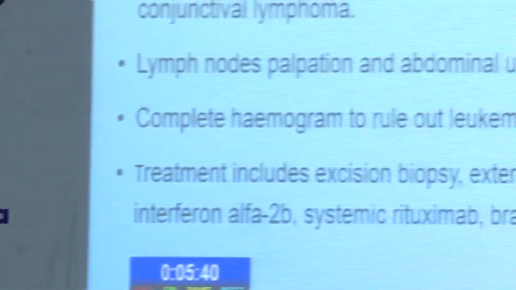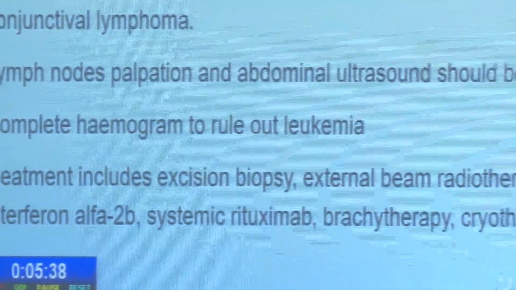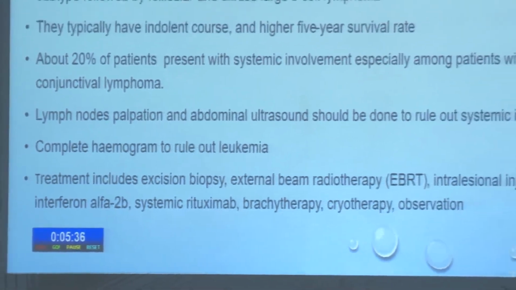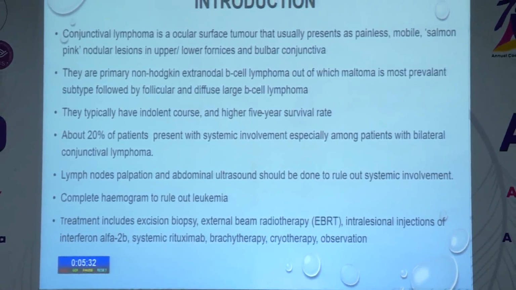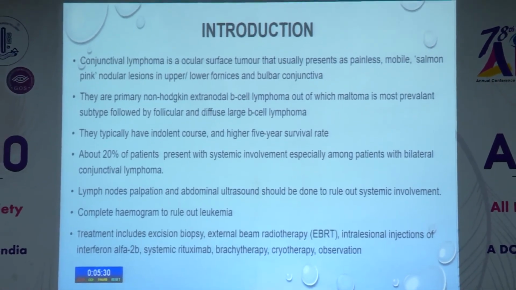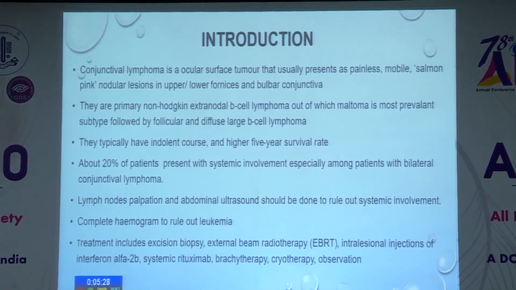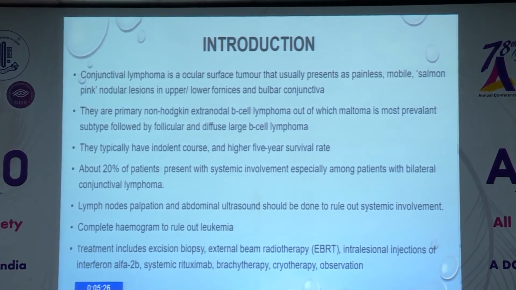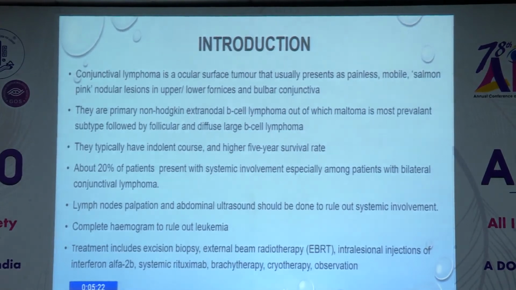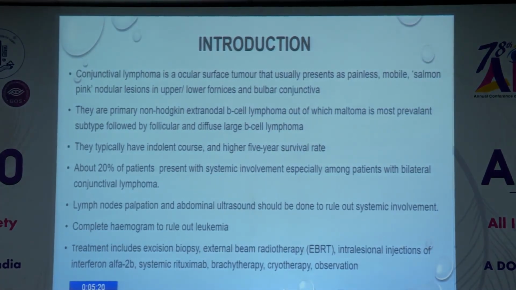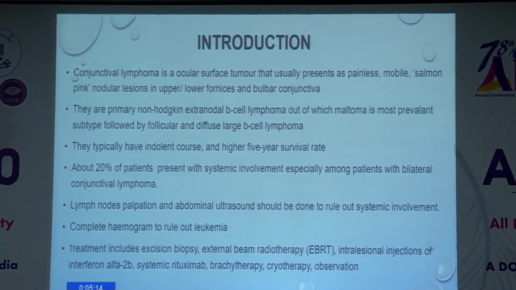So, conjunctival lymphoma is an ocular surface tumor that usually presents as a painless, mobile, salmon color nodular patch in upper and lower fornices and bulbar conjunctiva. They are primary non-Hodgkin extranodal B-cell lymphoma, out of which MALToma is the most prevalent, followed by follicular and diffuse large B-cell lymphoma. They typically have an indolent course with a high 5-year survival rate. About 20% of the patients present with systemic involvement, especially seen with bilateral conjunctival lymphoma.